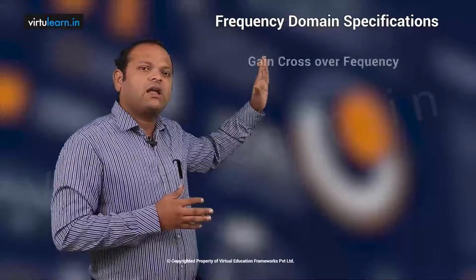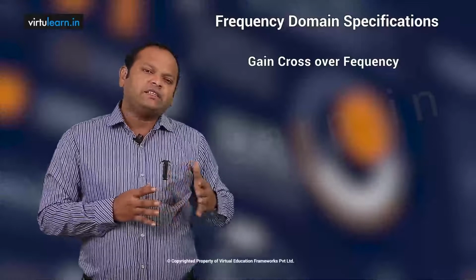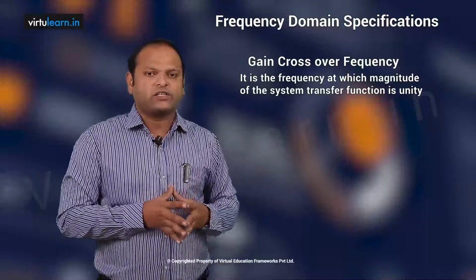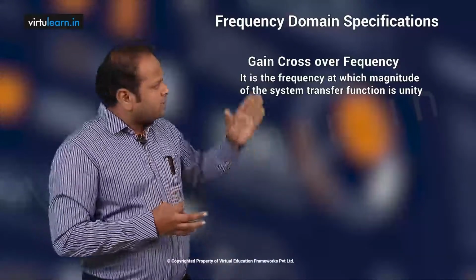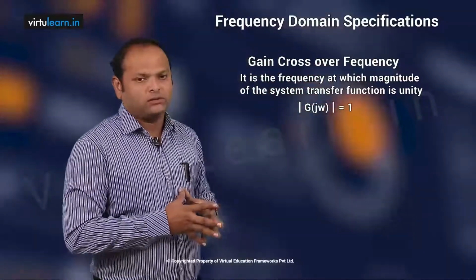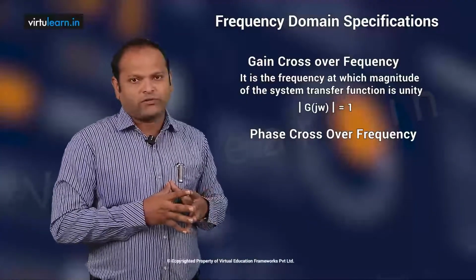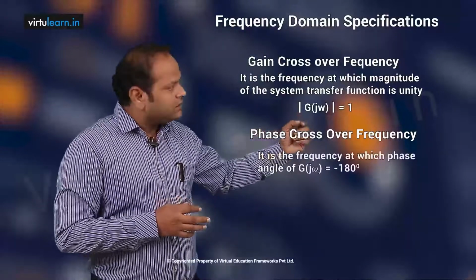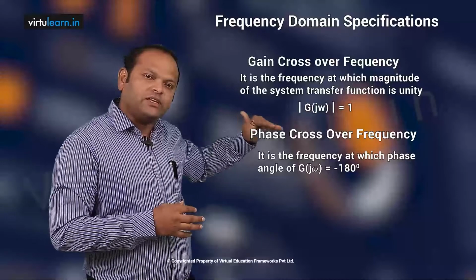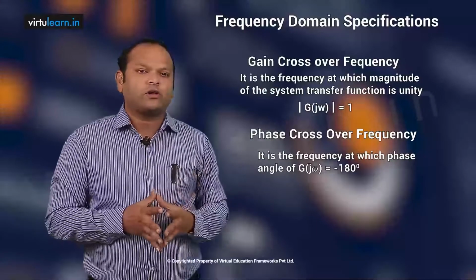Next, we have the crossover frequencies. One is the gain crossover frequency. It is the frequency at which the magnitude of the system transfer function is unity, that is, the magnitude of G(jω) is equal to 1. Similarly, we have the phase crossover frequency. It is the frequency at which the phase angle of G(jω) is minus 180 degrees. So equate the phase angle to minus 180 degrees and solve for ω, which is the phase crossover frequency.